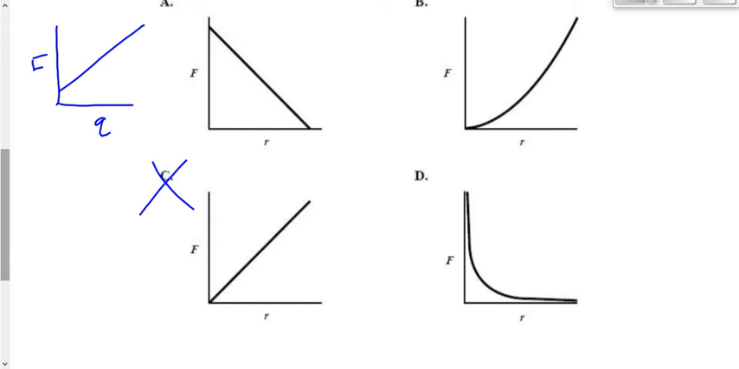It's D. B can't be the case either, right? Because as R goes up, we know that F has to go down, and that's not the case with B here, right? It does end up being D. As R goes up, F goes down exponentially. F is equal to KQ1Q2 over R squared. R goes up, F goes down, big time.